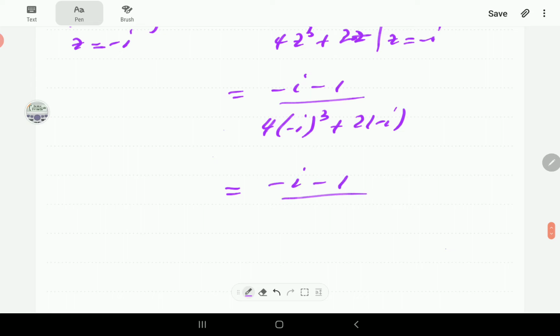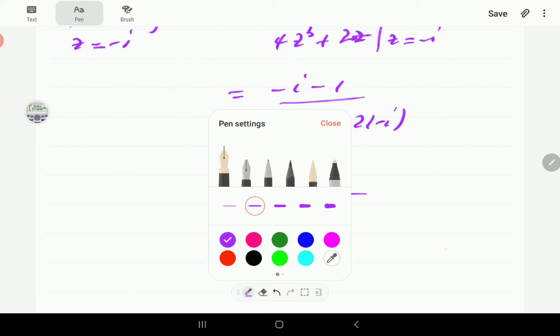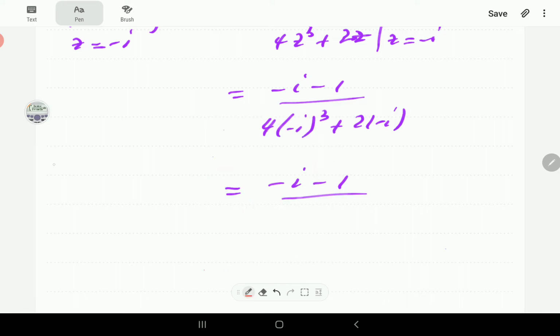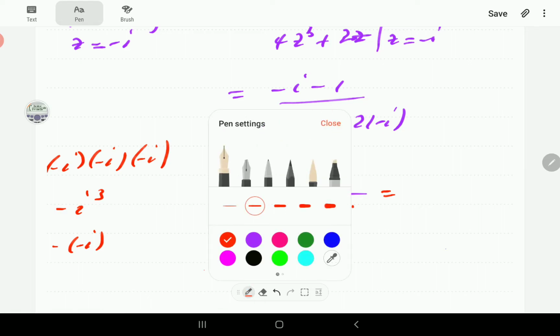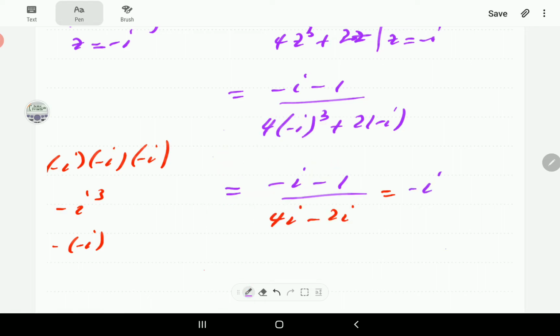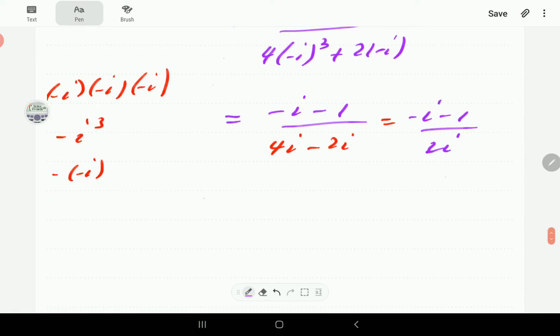Now negative i cubed, let's just work it out here: negative i, negative i, negative i. So the negatives are going to give us a negative, there's 3 of them. Then we've got i cubed, but i cubed is negative i, so this is just going to be i. So this is going to be negative i minus 1 all over 2i.